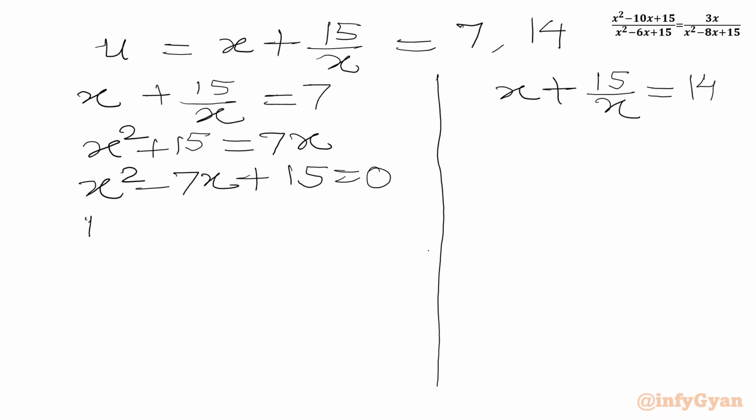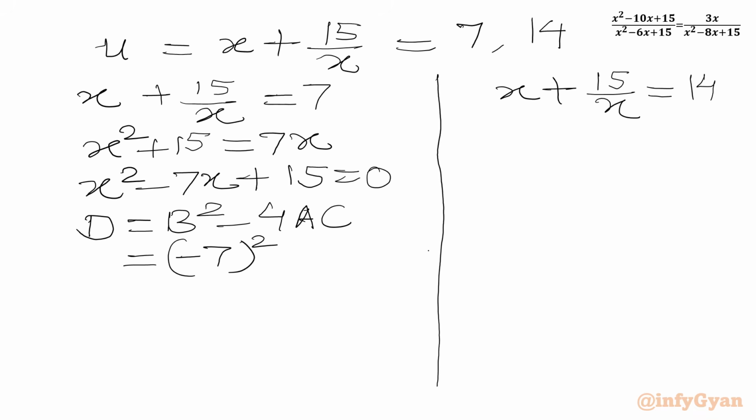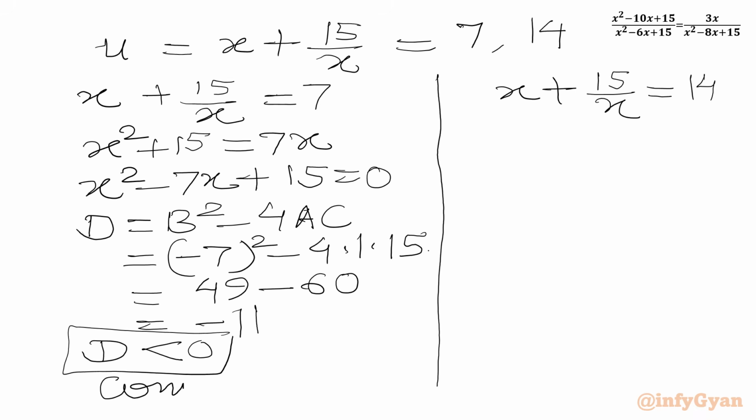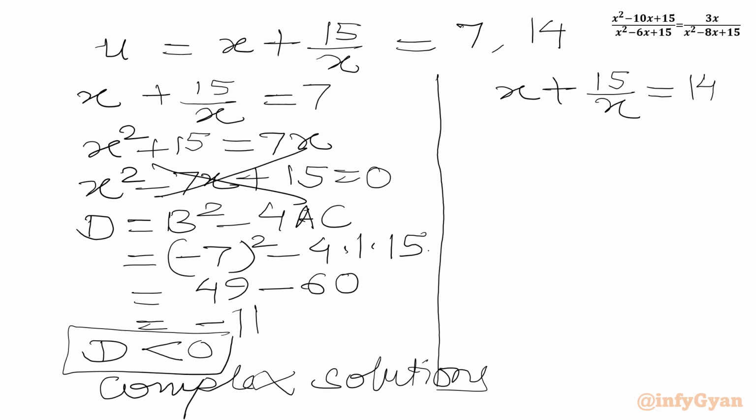Now I will check the discriminant value here. D will be equal to b square minus 4ac. So b is minus 7. I will write minus 7 whole square minus 4 times 1 times c is 15, which will be equal to 49 minus 60. So we are going to get negative 11 here. Once the discriminant is negative, we are going to get complex solutions. So we will reject this quadratic equation as we are looking for real ones.